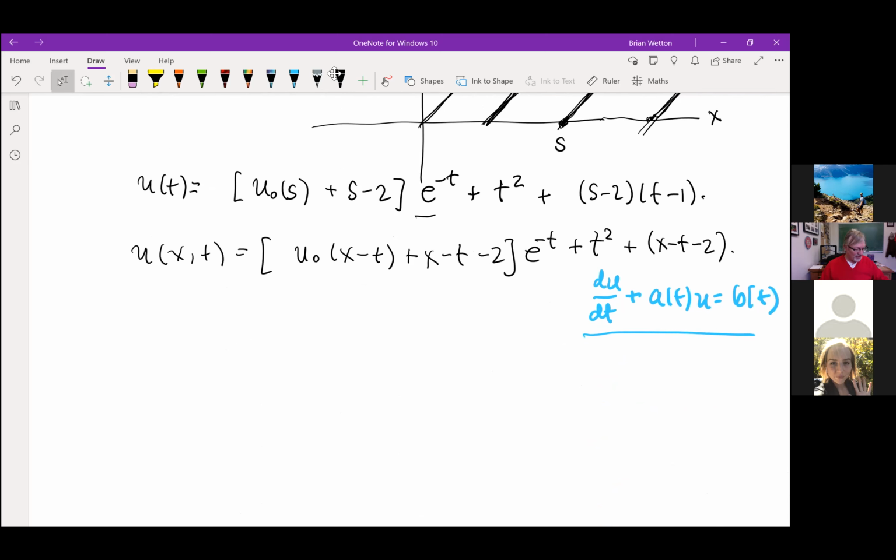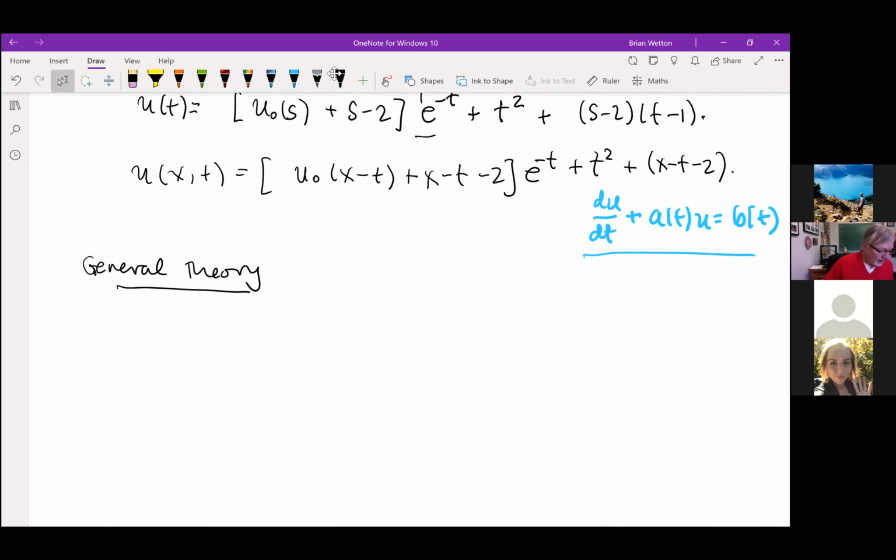What do we got? We got 6 minutes. Let me give you the general theory. Here is where you're going to see why you can just expect local behavior in general. So this is the general theory for first order equations.